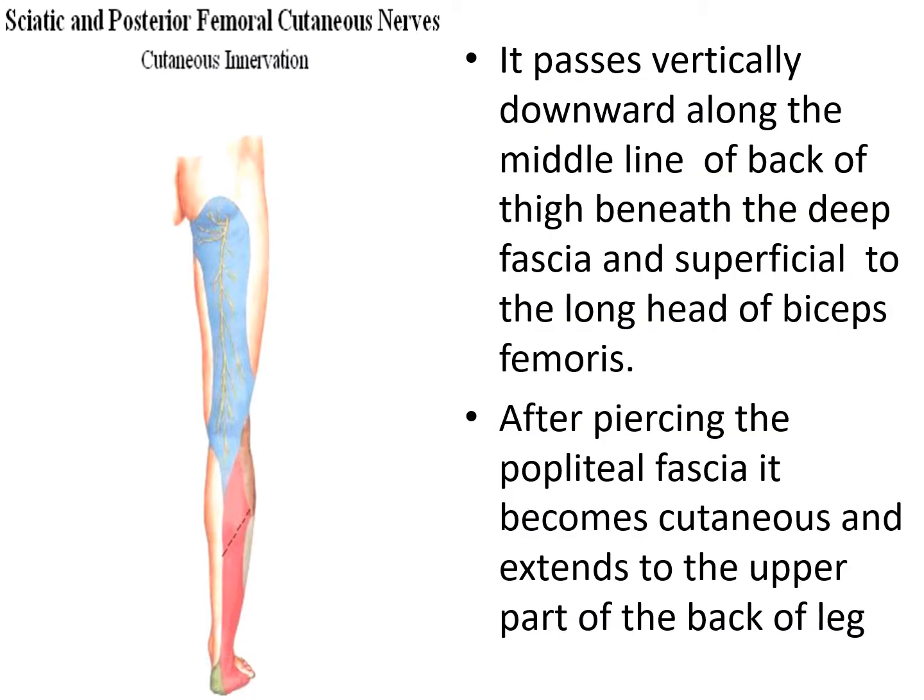So what is the importance of these cutaneous nerves? First there is the posterior femoral cutaneous nerve. It passes vertically downward along the middle line of the back of thigh beneath the deep fascia and superficial to the long head of biceps femoris. After piercing the popliteal fascia, it becomes cutaneous and extends to the upper part of the back of leg.